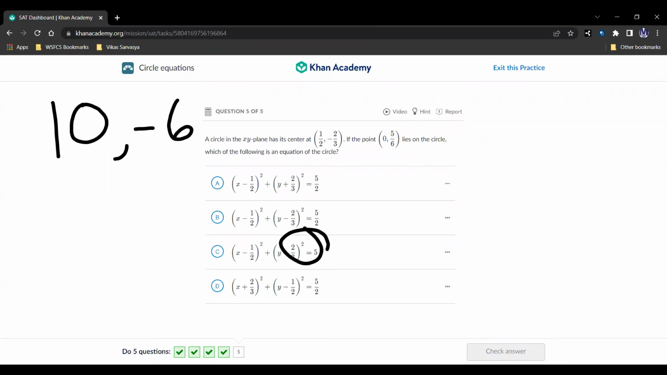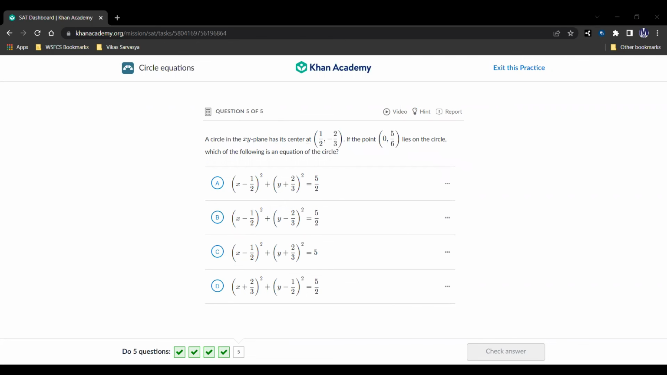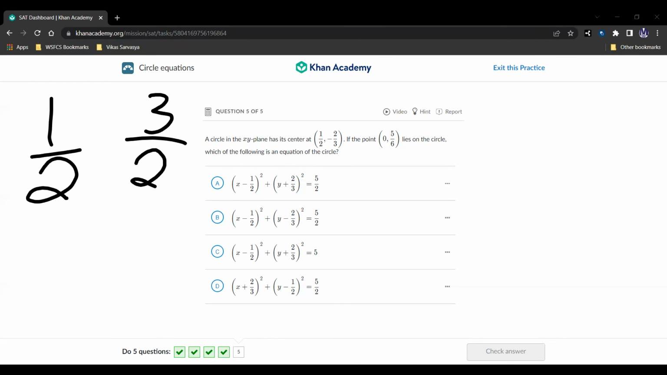Let's keep going. All right, let's simplify. Here we are. A circle on the xy plane has center (1/2, -2/3). So our equation of the circle is (x - 1/2) squared, and then plus (y + 2/3) squared. So it's either going to be A or C. The point (0, 5/6) lies on the circle. (1/2, -2/3) is our center. The distance there is going to be 1/2 in the x, and 2/3 plus 5/6 or 9/6, which is 3/2 for the distance in the y coordinate.